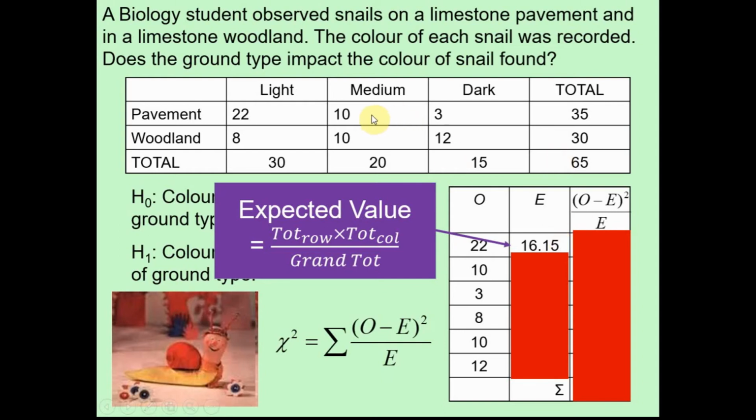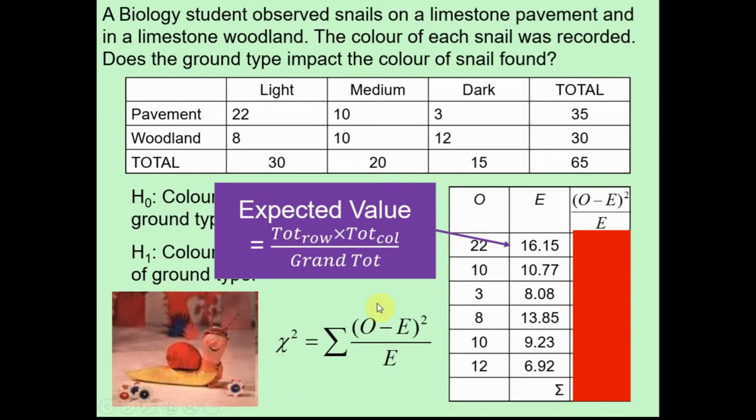And then for this one here, the medium on a pavement, again it would be 35 multiplied by 20 divided by 65. And you can go through and work out the expected value for each one.